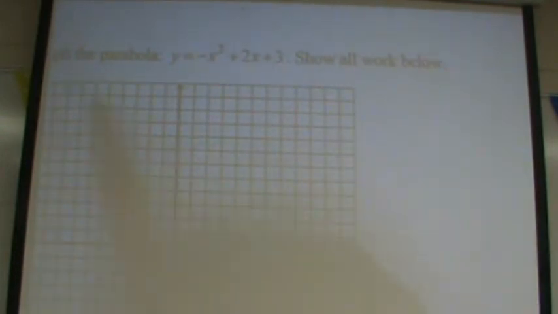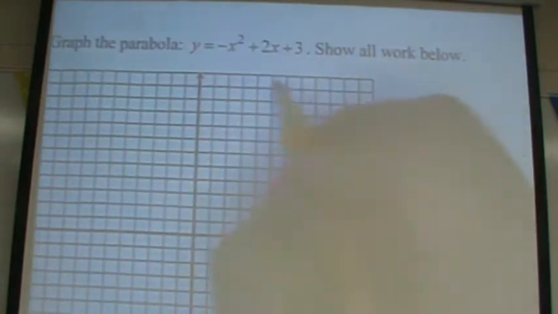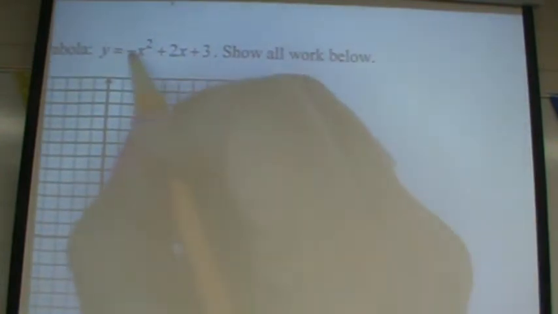Next one. Same process. We're going to graph this one. My axis, this one's down because my A value.